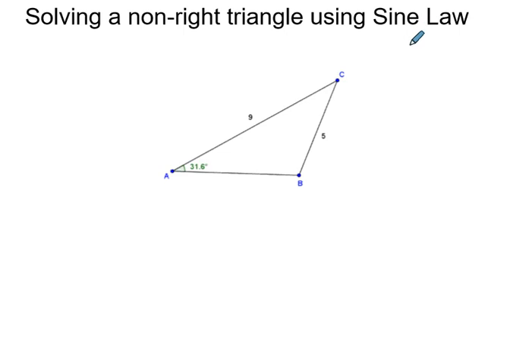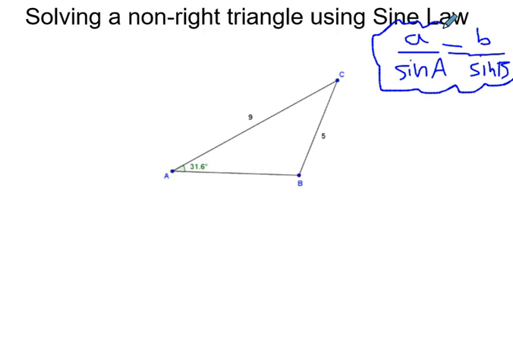So it looks like side A over sine of angle A, which is opposite to the side A, has to be equal to side B over sine of angle B, which is opposite to side B. And you can repeat that with any side. Side C doesn't matter. Okay, so keep that in mind.